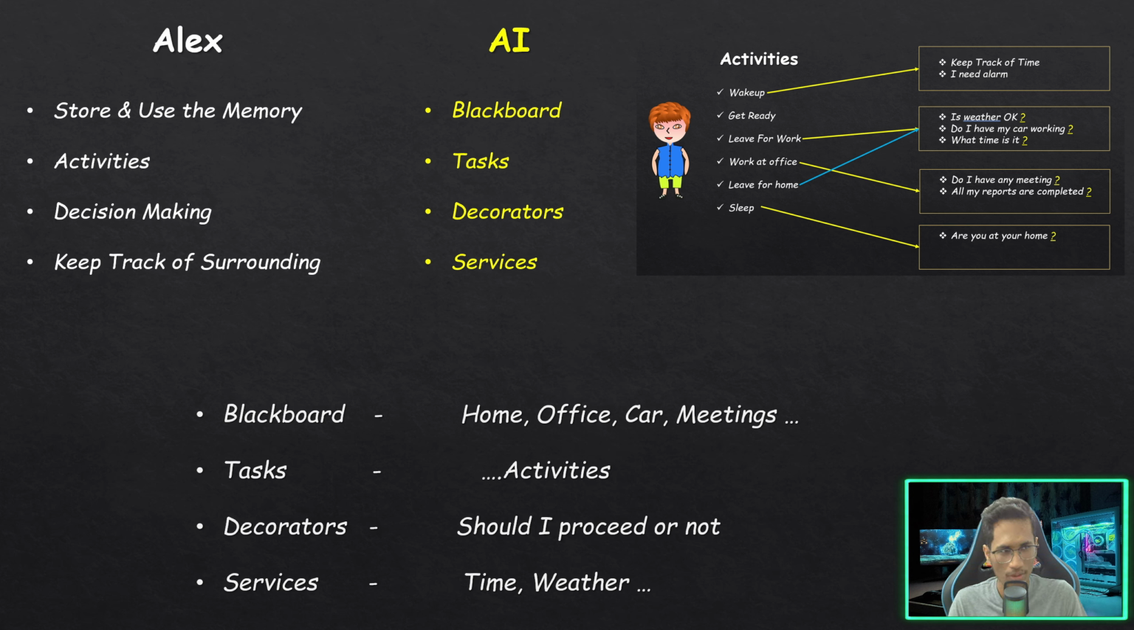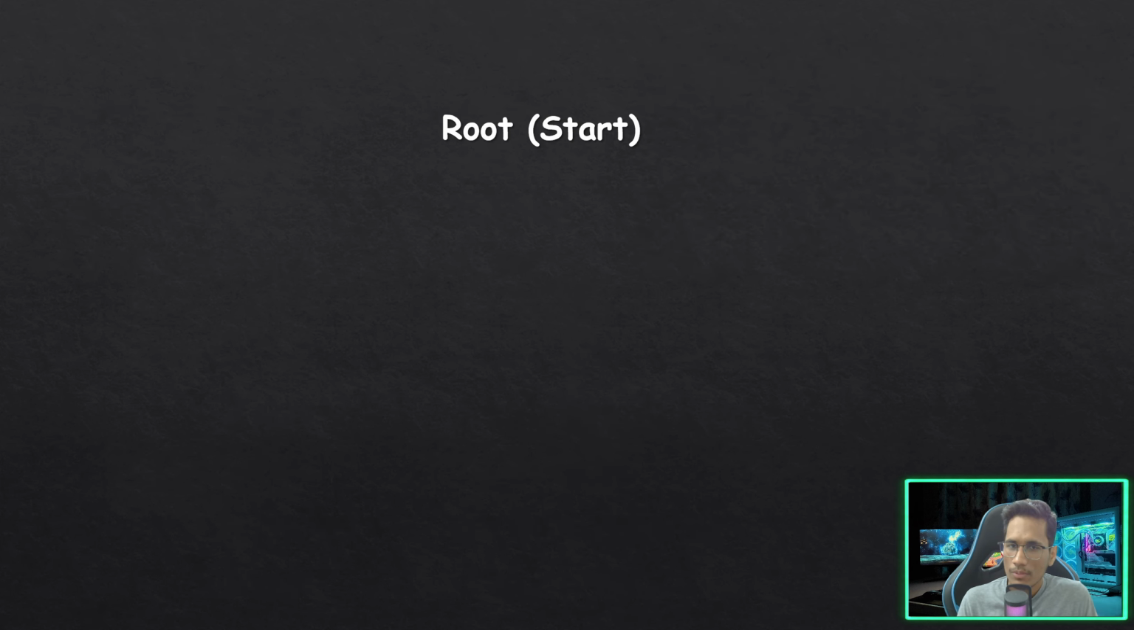Third thing, decorators, which are involved in decision making. That helps you decide whether you should proceed with this activity or task or not, based on certain conditions. Then the last thing is services, which will be keeping track of the time, what the weather is, so the external things. Now let's translate this into Unreal Engine.